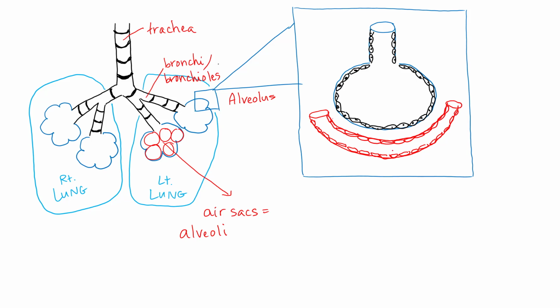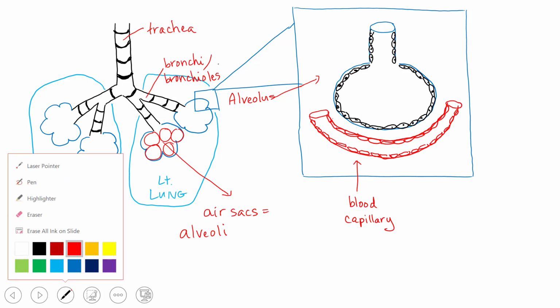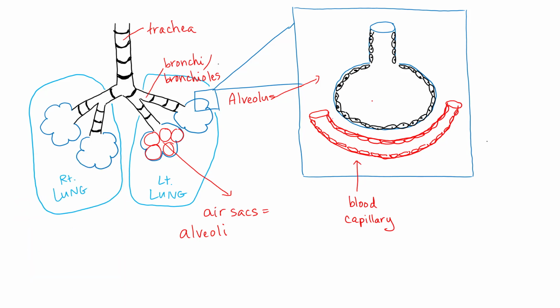And then lining the alveoli are the blood capillaries. So this would be a blood capillary, and this would be an alveolus. That's what I drew here, 1 cell thick. In our alveoli, what should be in here is pretty much just air. These are air sacs, so that's supposed to be air in there.